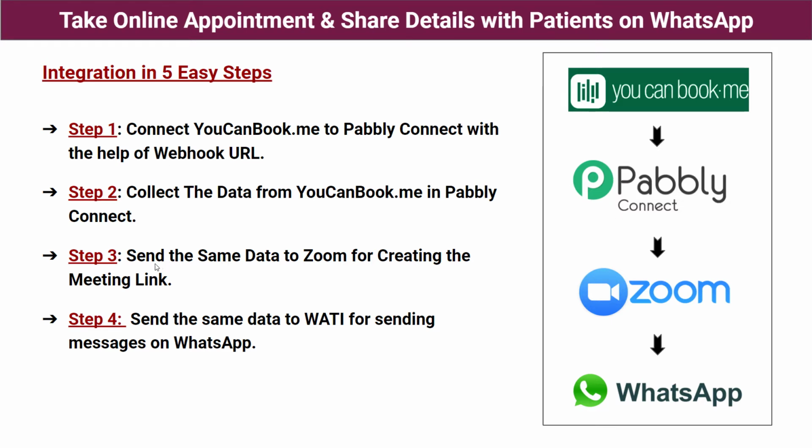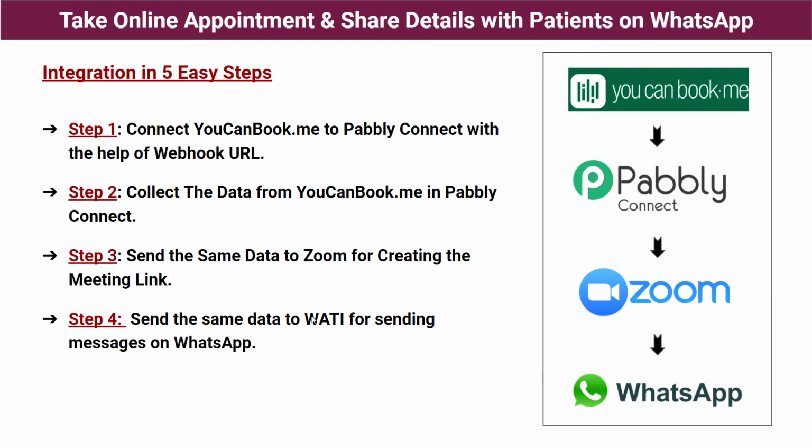Then in the third step, send the same data to Zoom for creating the meeting link. Now, as we have the data in Pabbly Connect from our appointment page, we have to transfer the same data into Zoom so that we can create the meeting link. Once the meeting link is created, in step 4, we have to send the same data to Vati for sending messages on WhatsApp. So if the Zoom meeting link is created with the above details, we transfer all the data into Vati so that we can send a message on WhatsApp.